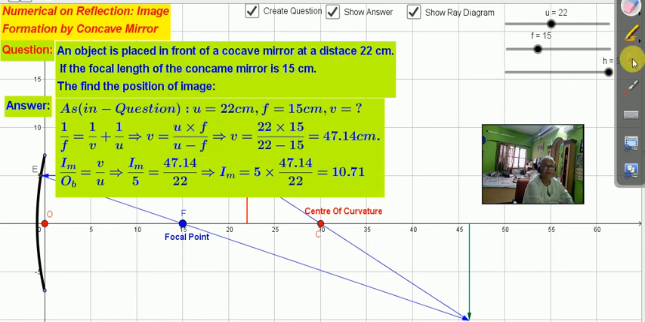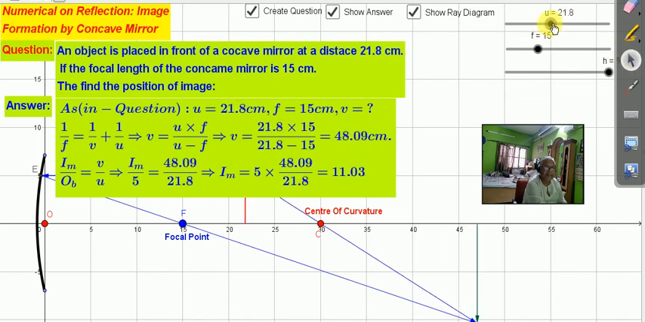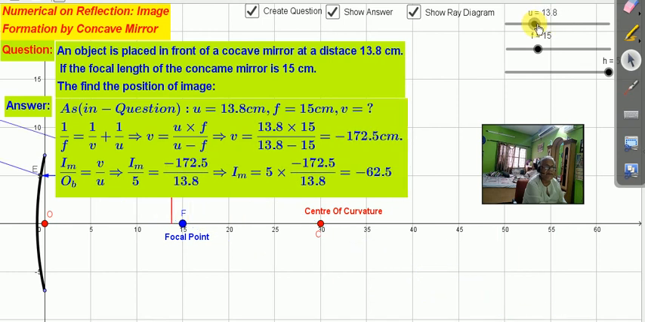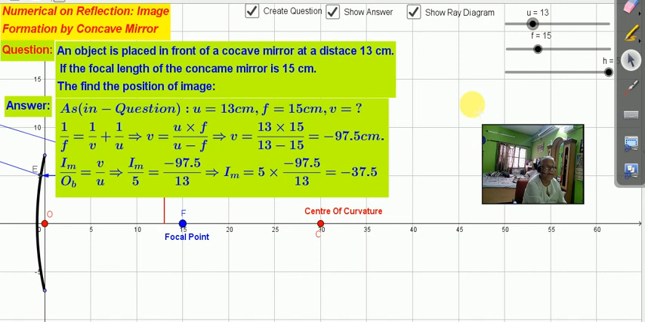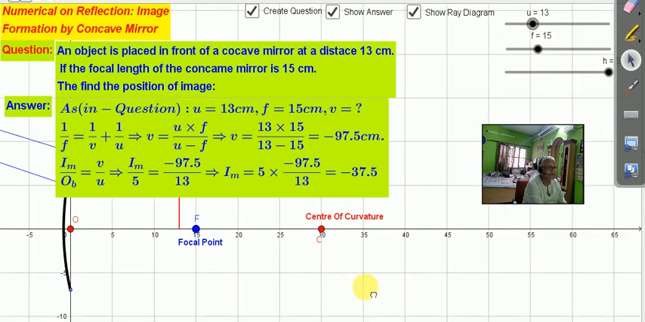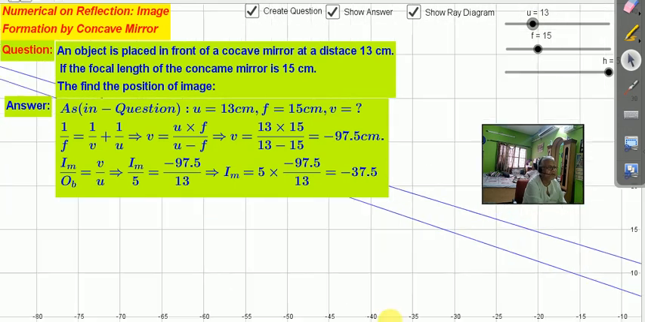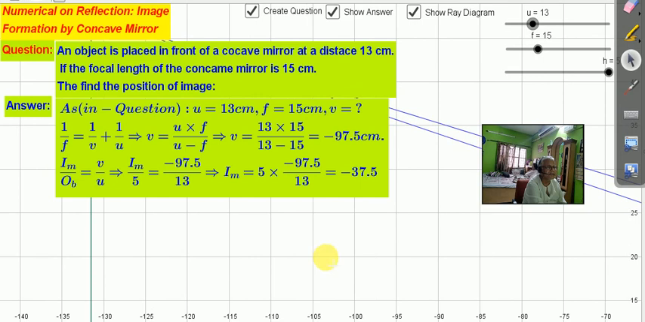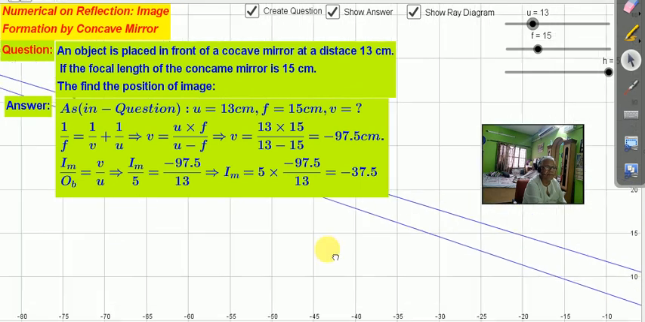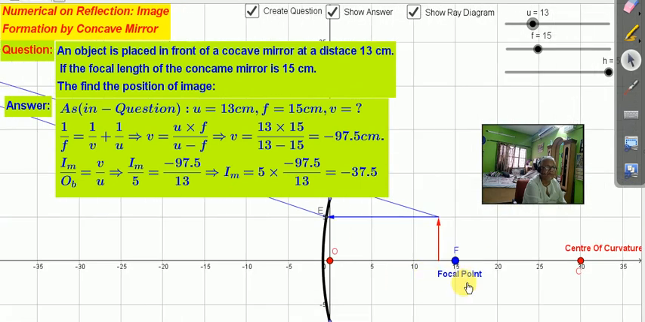Now the possibility is that suppose you put the object at a distance less than the focal length, then what will the image be? How will it form? Here is a problem I have done. It will be at a far distance, minus 30, so it is not possible to show you. So let me increase the scale a bit.